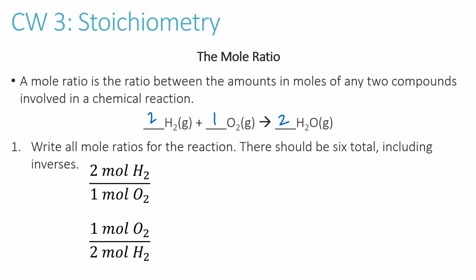So we want to write all the possible mole ratios for this reaction. There are 6 total, including inverses. So I can say that there are 2 moles of H2 for every 1 mole of O2. I can also flip that and say that there's 1 mole of O2 for every 2 moles of H2. So go ahead and pause and write the other 4 possible mole ratios for this reaction.